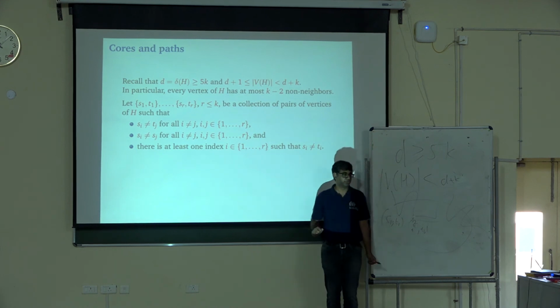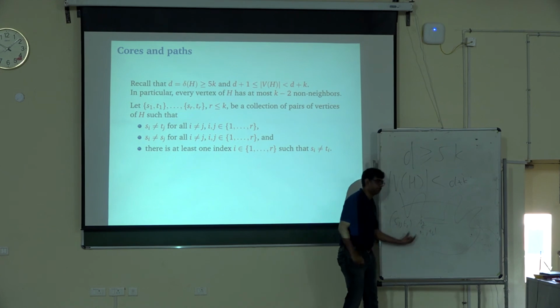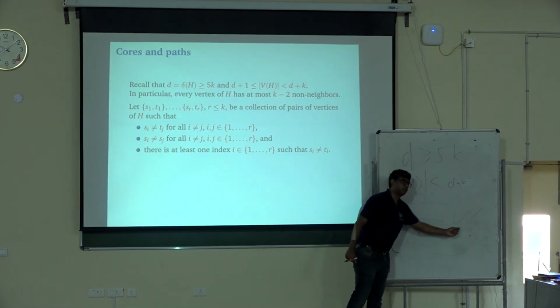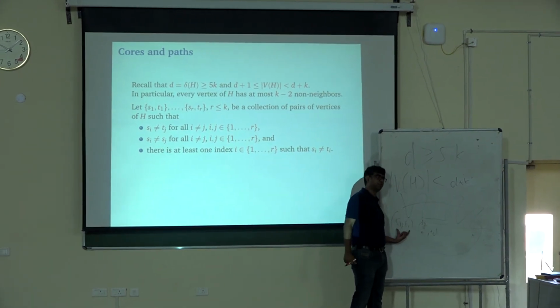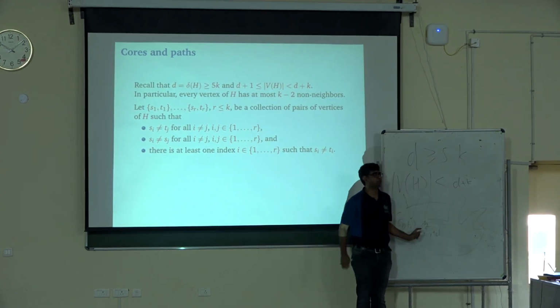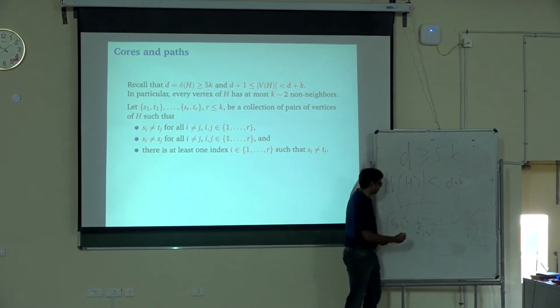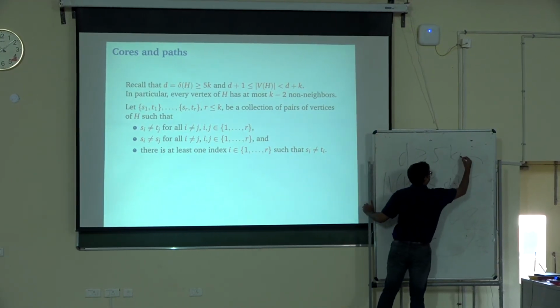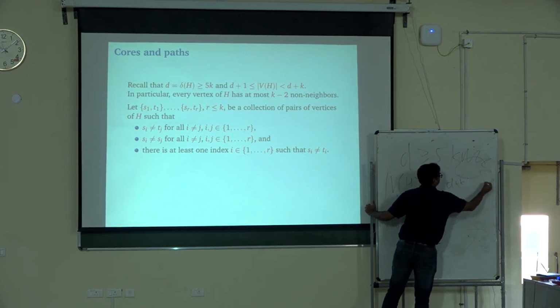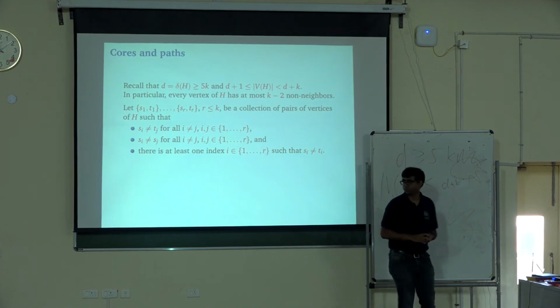Si is not equal to Tj for all i not equal to j. So the first coordinate is not equal to any of the other terminals, but S1 and T1 themselves will be equal, and then there is at least one pair where Si is not equal to Ti. So they are distinct. This is just what I'm trying to set up, and you will see why it is useful.